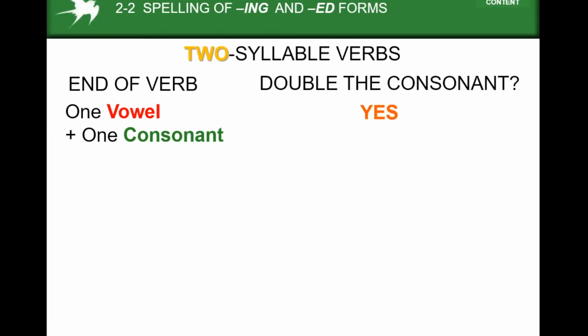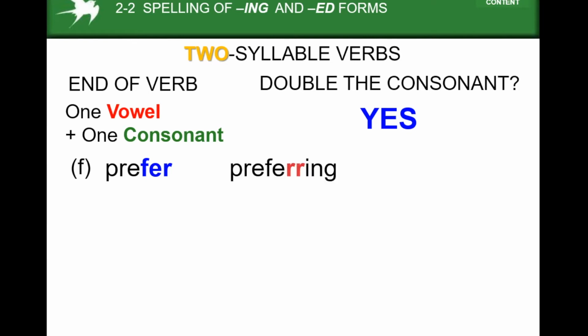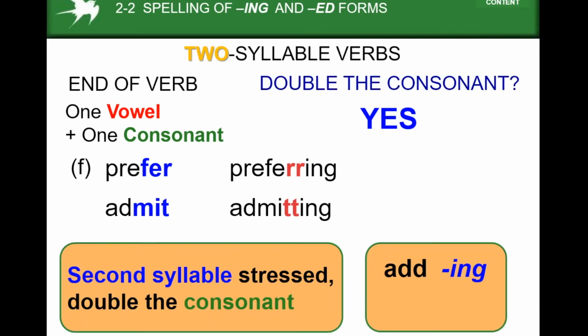Another situation is when the word ends in one vowel and one consonant and has two syllables, and the stress is on the second syllable. For example, prefer and admit. Here we double the last consonant and we add ing or ed at the end of the word.